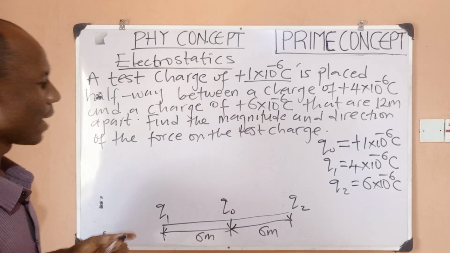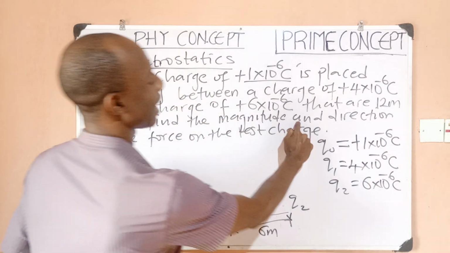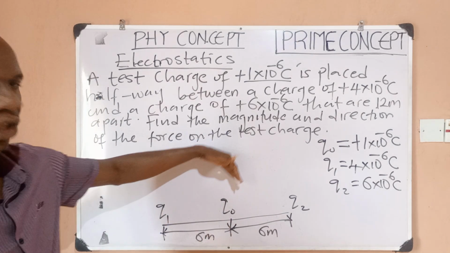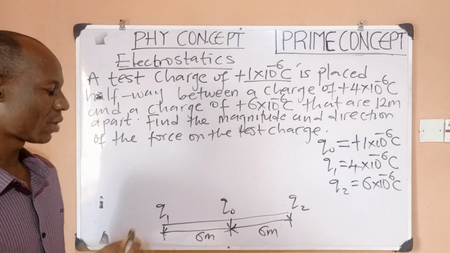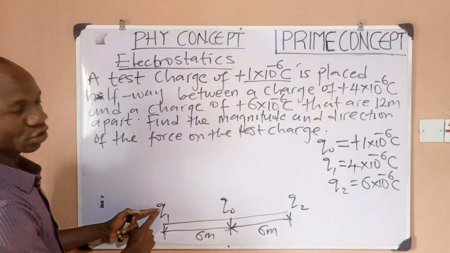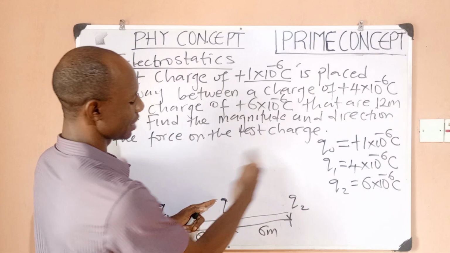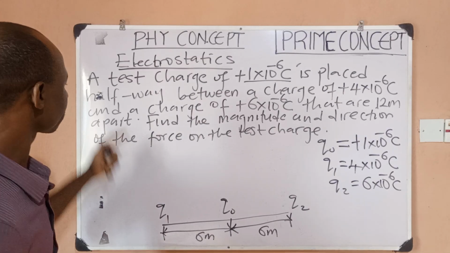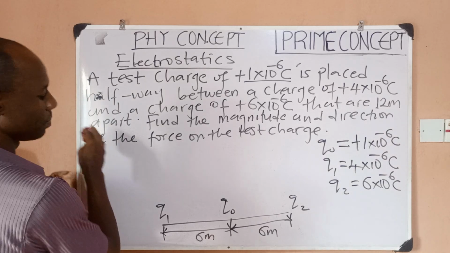Now, the question says find the magnitude, that is to say the size, and the direction of the force on the test charge. What we're going to apply here is what we did in our previous video, the principle of superposition. We have 3 charges here. So we're going to first find the force that Q1 will exert on Q naught. We'll also find the force that Q2 will exert on Q naught. Then we'll get their net force. That is what we're looking for. So I'm going to rub this so that I'll have space.